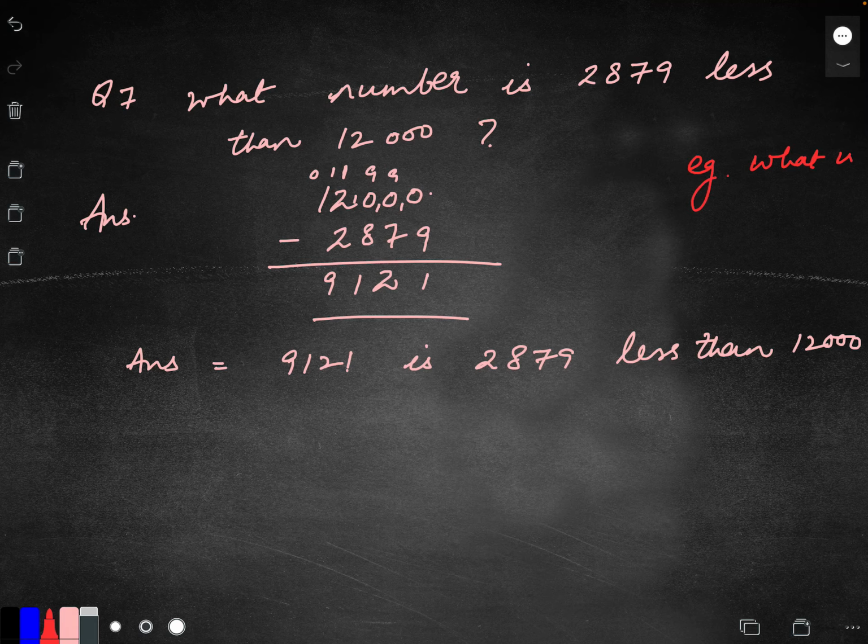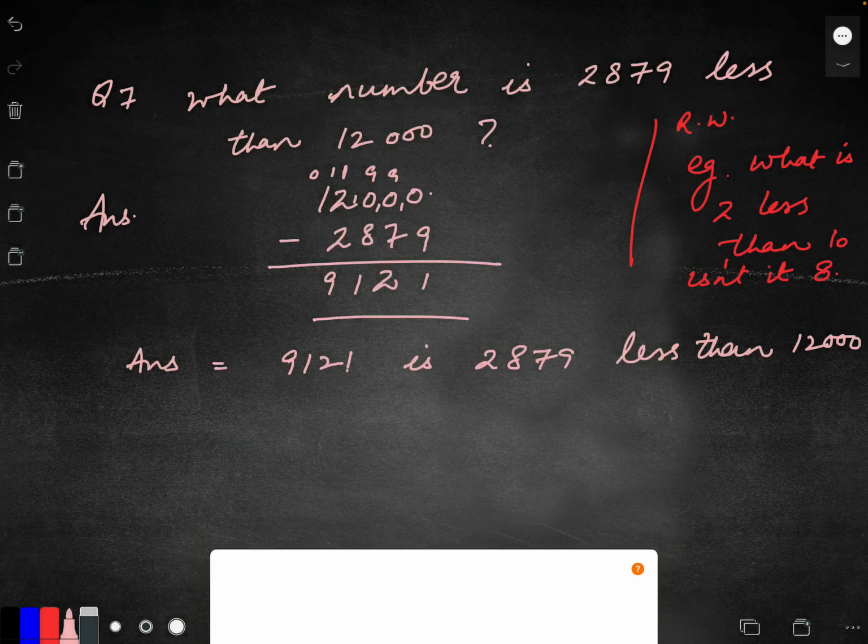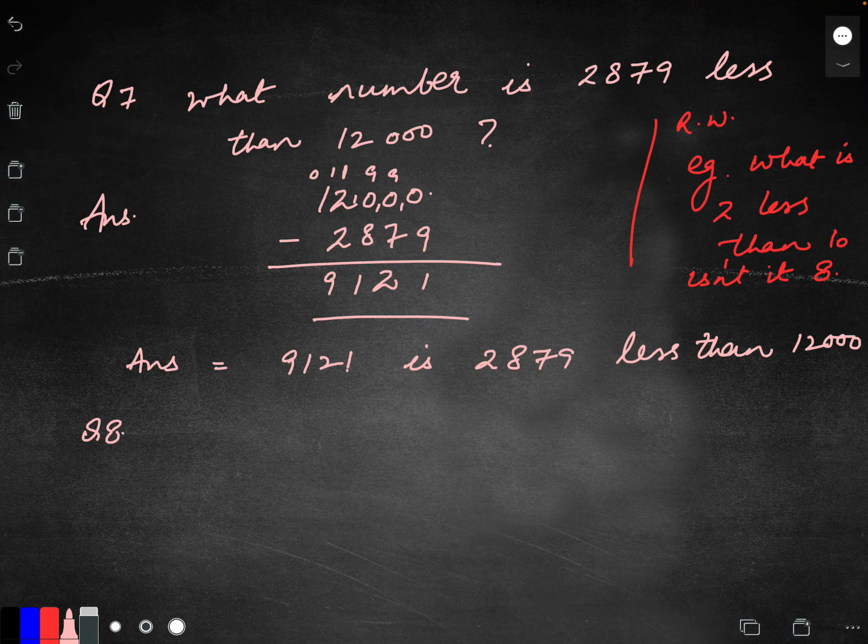What is, don't write this. This is just an example for you. Don't write this. What is 2 less than 10? Isn't it 8? And we have got 8 by the subtraction. So same thing we do here. Got it? Question number 8, children.